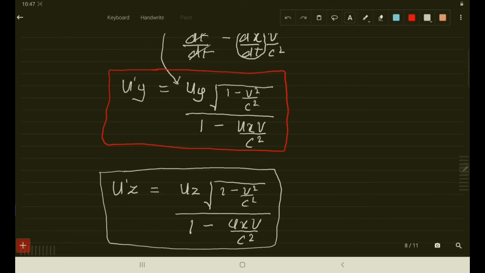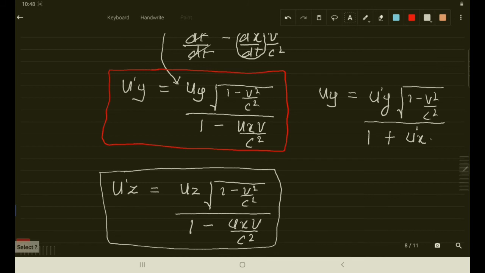Now these are transformation equations. The inverse transformation equations can be easily obtained. That means uy we are trying to find, and u dash y will come on the other side. We will have the same factor 1 minus v square by c square, the whole divided by, the minus sign here will change to plus, and we will have u dash x into v divided by c square.